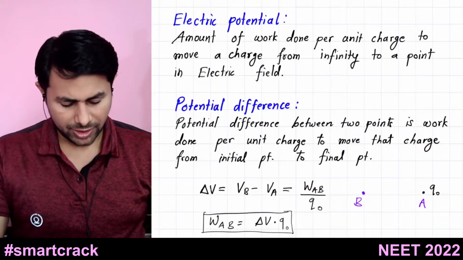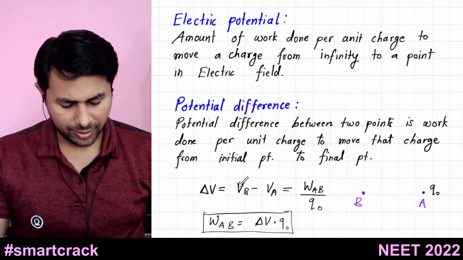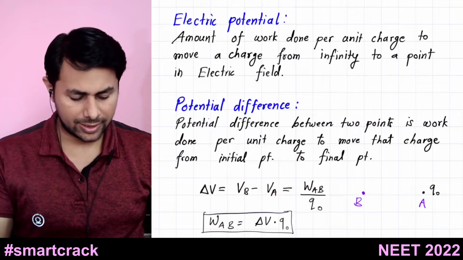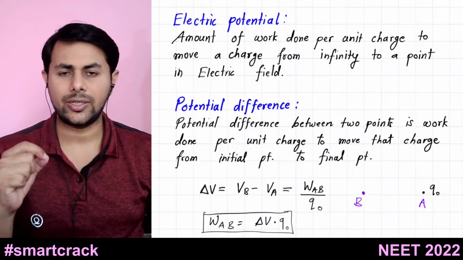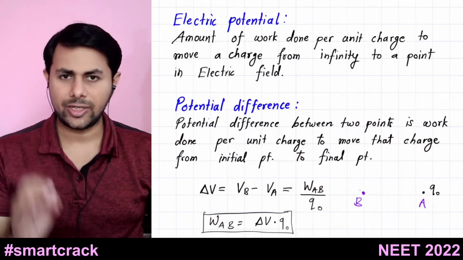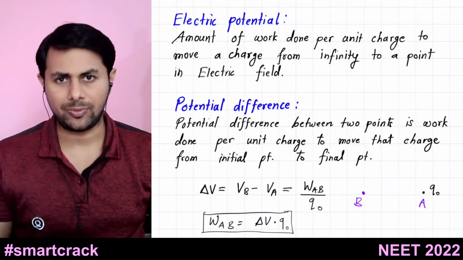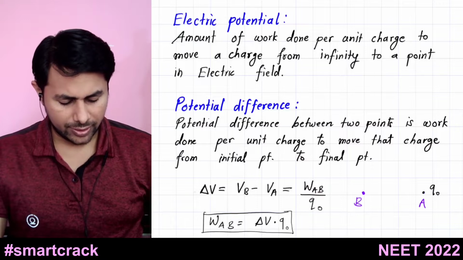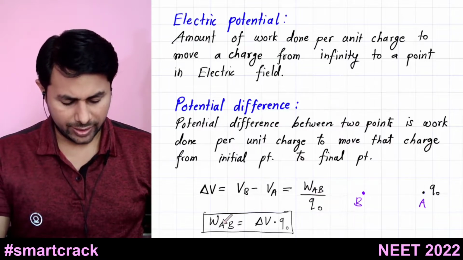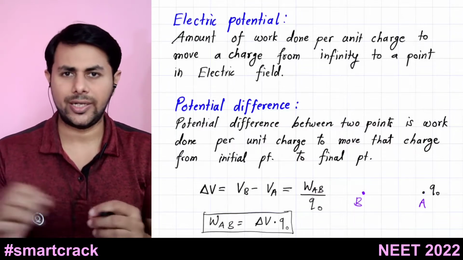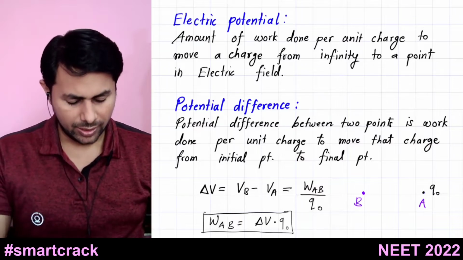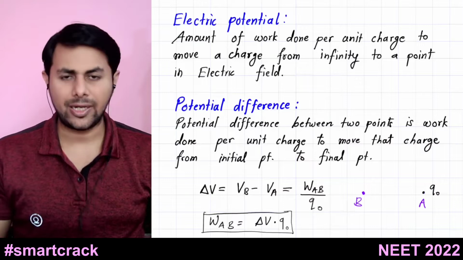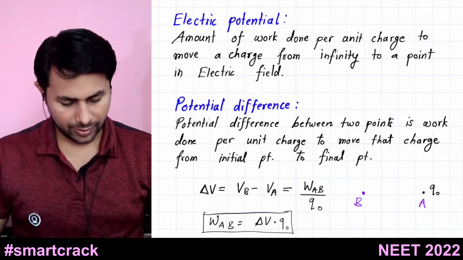The potential difference between 2 points is given as the potential at the final point minus the potential at the initial point, and it is the work done to move a unit charge from the initial point to the final point. If you take this Q naught to the other side, then you can write the work done to move a charge from point A to B is equal to the potential difference between those 2 points multiplied by the charge that you are moving. All right.